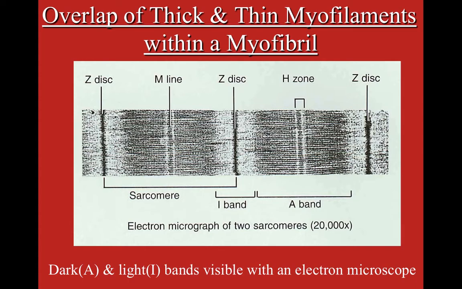This is zoomed in on 2 sarcomeres. So we see one sarcomere goes from Z disc to Z disc, so we've got 1, 2 in this particular micrograph.